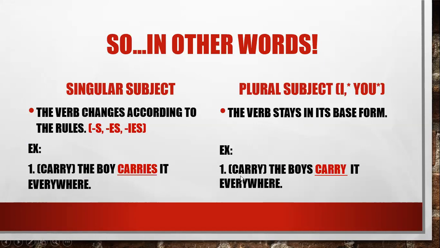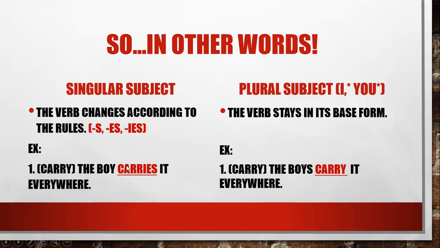Now, let's look at the two different examples. We're using the exact same verb in its base form, carry. And when a verb is in its base form, it means that it's not in the past tense, it's just in its base form. Nothing is added to it, it's just in its simple tense. Okay. So we have carry in its base form, and then we have the boy blank it everywhere, right? The boy blank. And in this case, we already have the answer. The boy carries it everywhere.